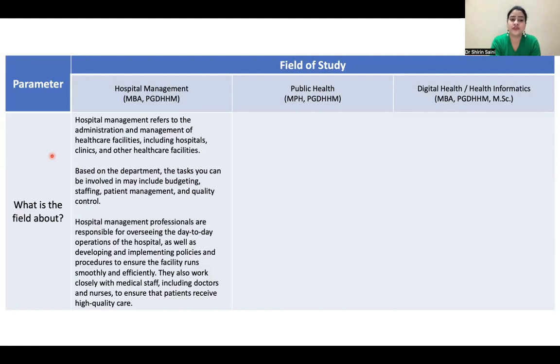Hospital management professionals are responsible for overseeing the day-to-day operations of the hospital, as well as developing and implementing policies and procedures to ensure the facility runs smoothly and efficiently. They also work closely with medical staff, including doctors and nurses, to ensure that patients receive high quality care. So when you talk about hospital management, it's basically the holistic management of healthcare facilities, of hospitals, where the curative or medical treatment is provided to the patients.